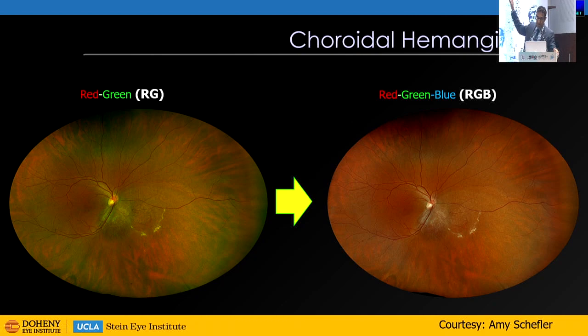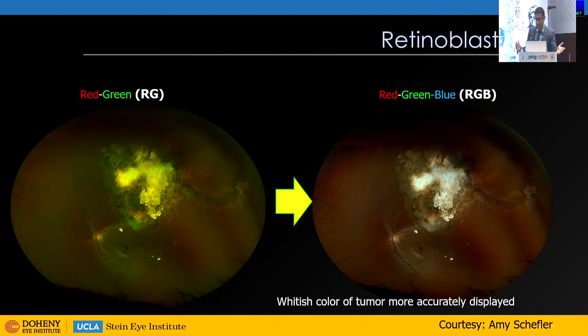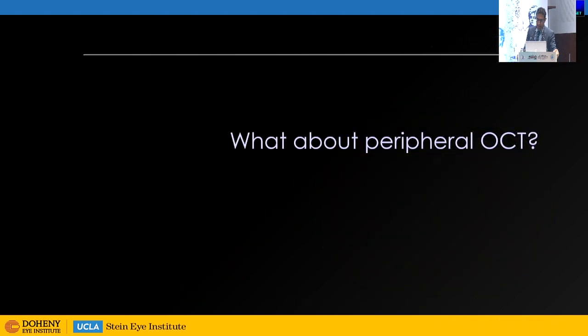You get both. You get the red-green-blue as well as the red-green, and I want to highlight that they have different benefits. I will say this is a patient with a metastatic lesion, and the metastatic lesions oftentimes have a whitish kind of appearance, and you can see the whitish appearance is more easily and accurately displayed using the RGB image. And a patient with retinoblastoma, again, if you really want to have a nice illustration of the difference in coloration and something that truly is white, you can see it looks chalky white on the RGB image, just highlighting the accurate color rendition.